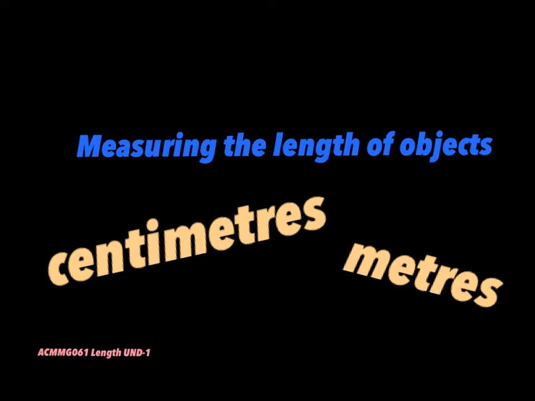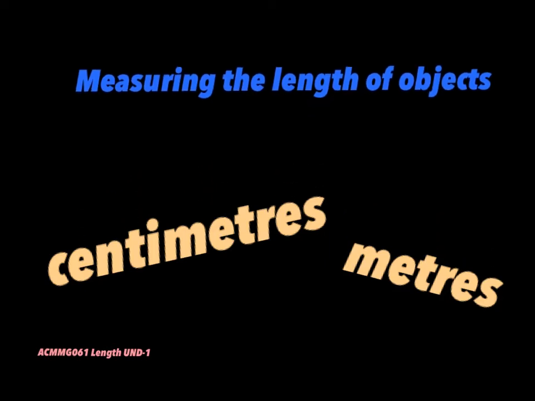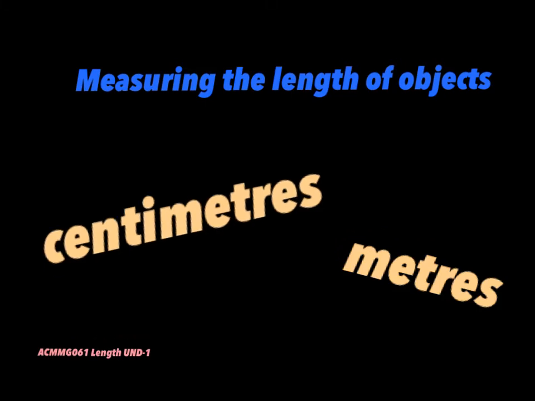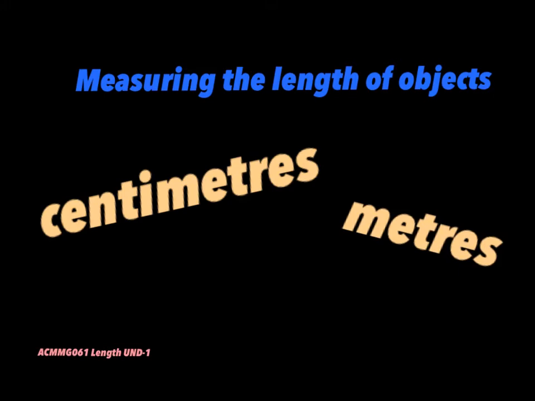In this lesson, you are going to be gaining an understanding about measuring the length of objects. Now, the length means how long something is. So it's the distance from one end to another. And the two metric units for measuring length that you'll be learning about are centimetres and metres.